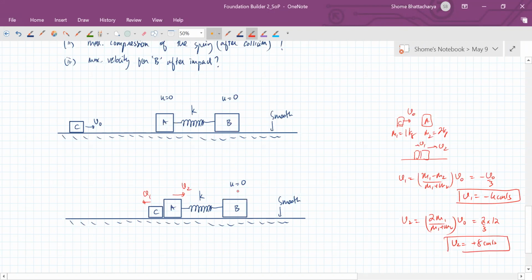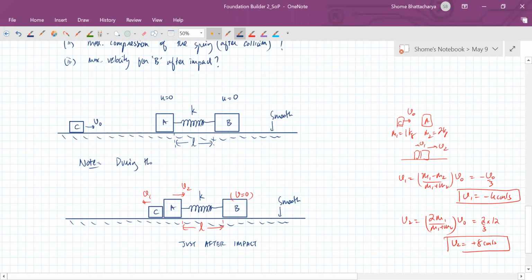So just after impact, this one's velocity will still be 0. The spring will still be at natural length. Okay, but A would have started moving, the velocity like this. So this is just after impact.